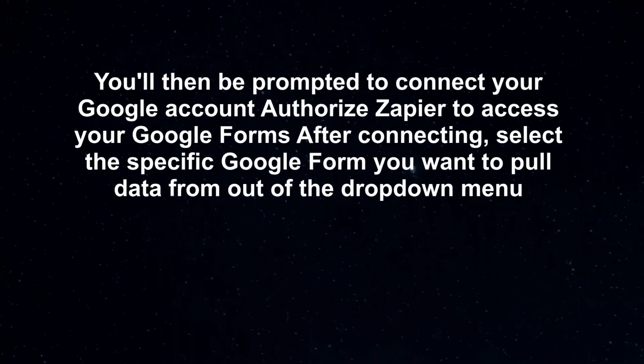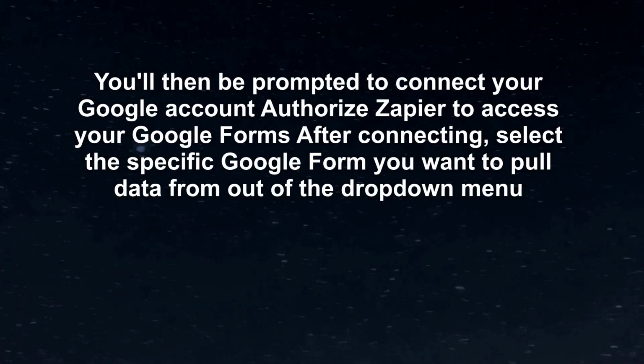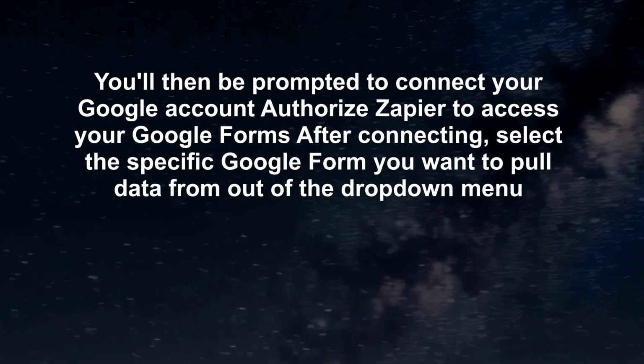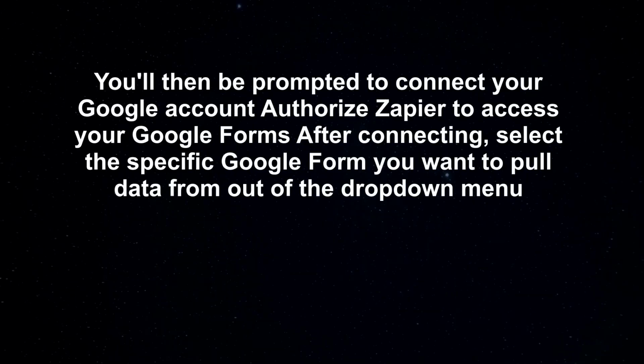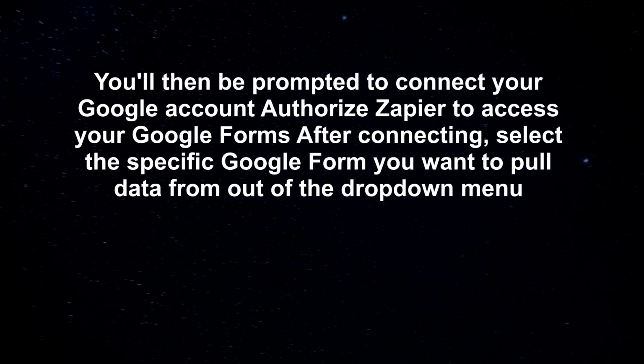You'll then be prompted to connect your Google account. Authorize Zapier to access your Google Forms after connecting. Select the specific Google form you want to pull data from out of the drop-down menu.